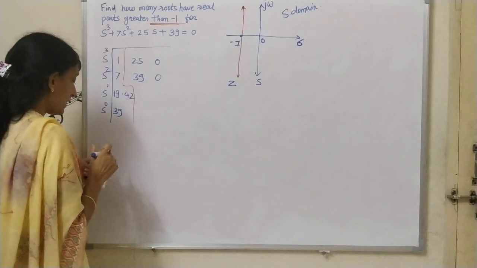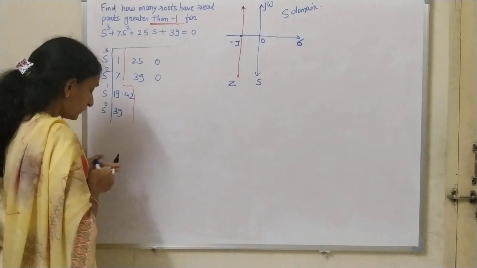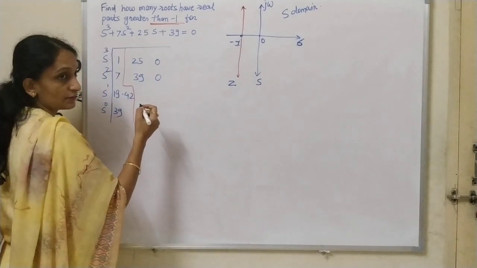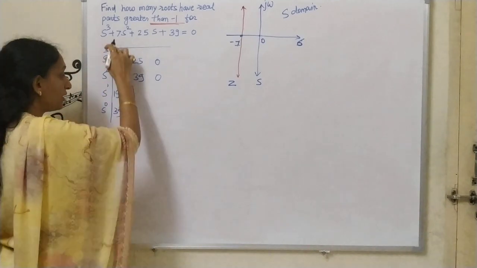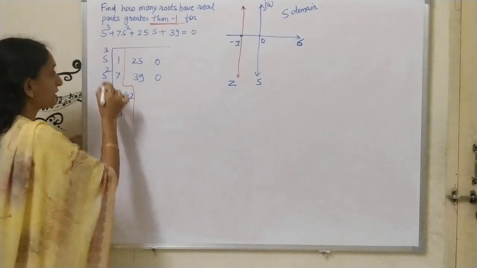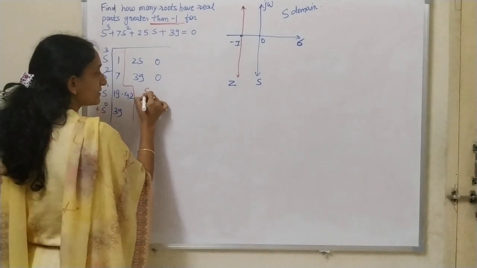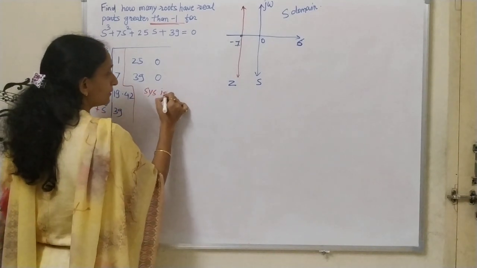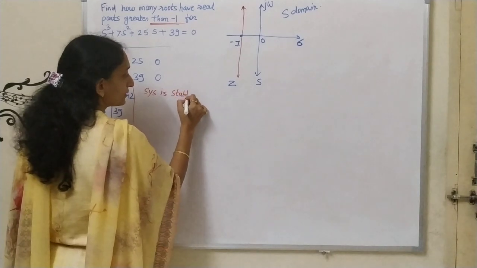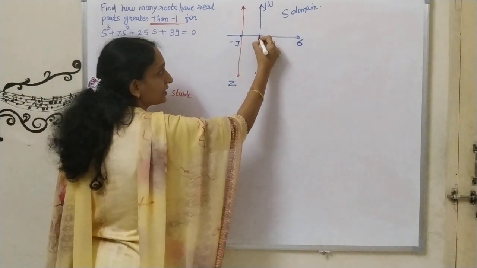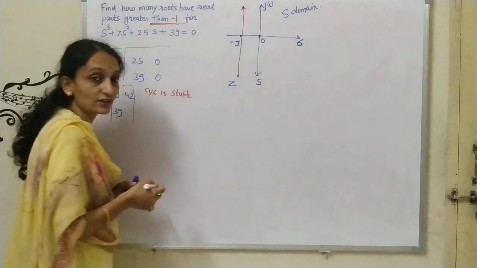As we know, if the first column of the Routh array is positive, then the system is stable, or you can say that all elements in the first column of the Routh array are positive. Look at this, all elements are positive. So you will say the system is stable. But this is the case when the j omega axis is at the origin.